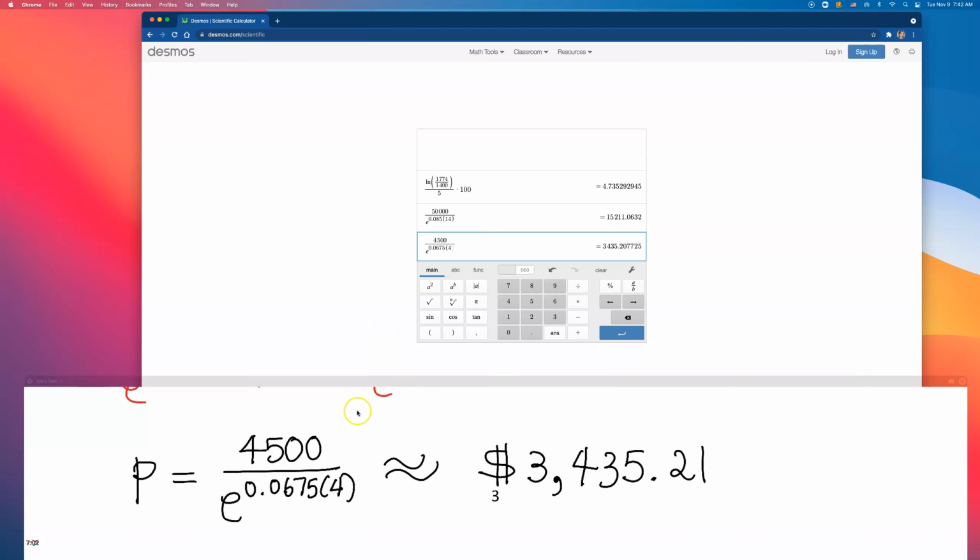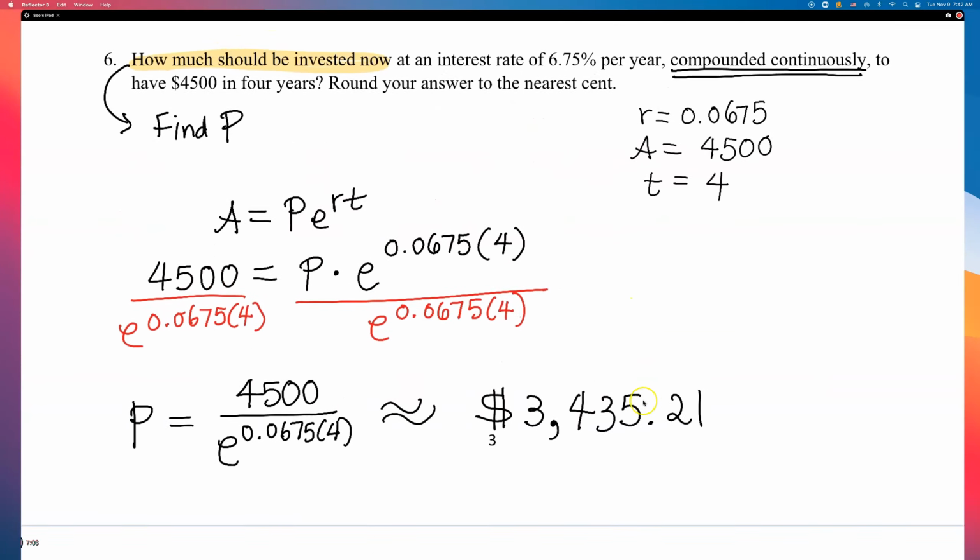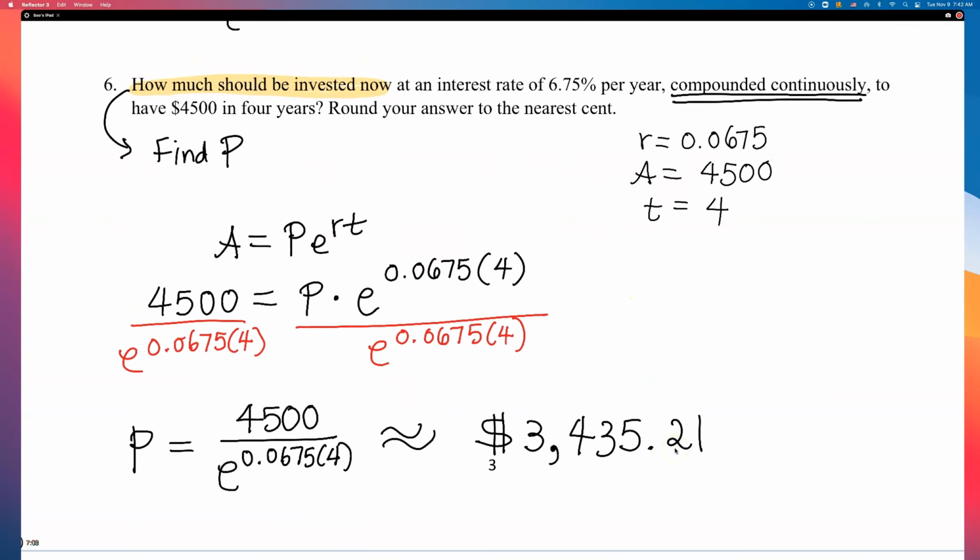$3,435.21. So if we have $3,435.21 at a rate of 6.75% per year, compounding continuously, if we wait 4 years, we're going to end up with $4,500. We're going to gain about $900. But that's how you can do present value problems.